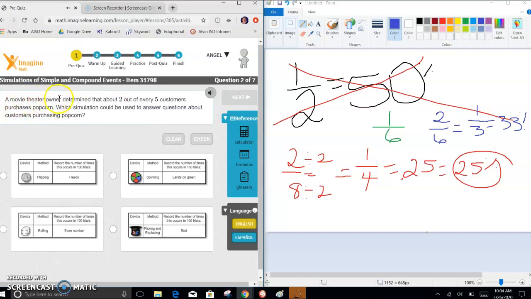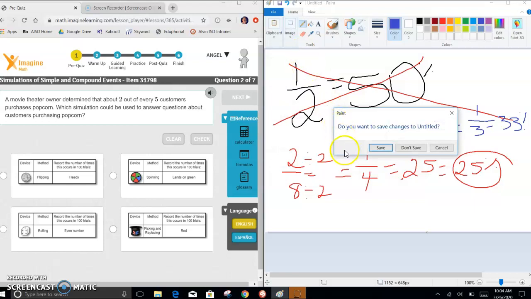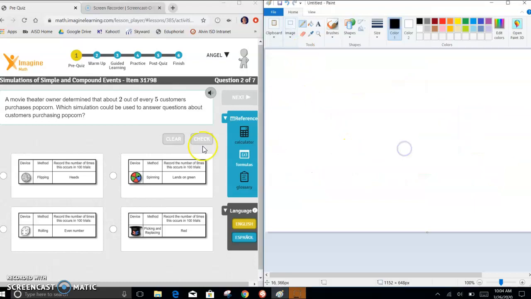Then it says a movie theater owner determined that 2 out of every 5 customers purchases popcorn. Which simulation could be used to answer the questions about customers purchasing popcorn? So 2 out of every 5. I need to make sense of that. 2 out of 5. As a decimal, this would be 0.4. And as a percent, this would be 40%.